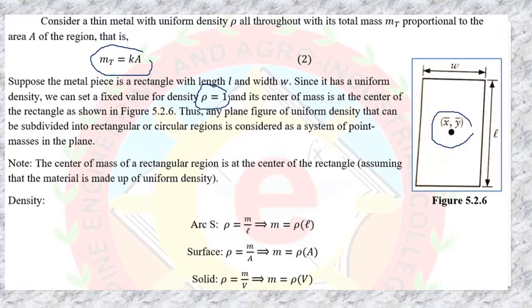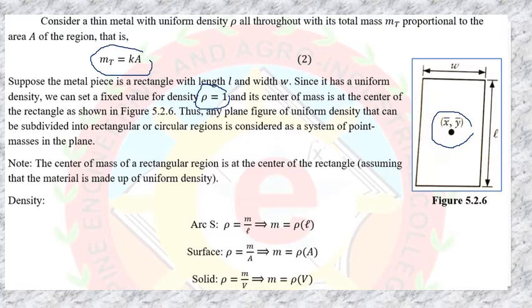Thus, any plane figure of uniform density that can be subdivided into rectangular or circular regions is considered as a system of point masses in the plane. Take note that the center of mass of a rectangular region is at the center of the rectangle. Okay, take note of that ha. Yung center of mass ng rectangular region is at the center of the rectangle, assuming that the material is made up of uniform density.